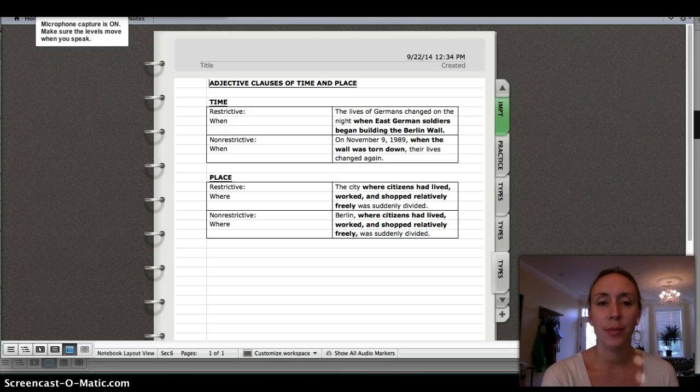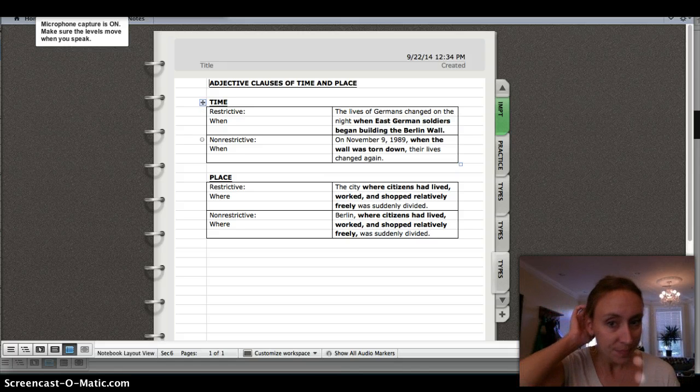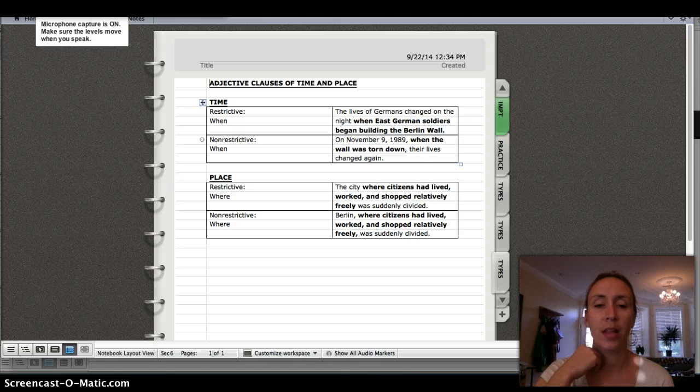Adjective clauses of time and place. When can be both restrictive and non-restrictive. The lives of Germans changed on the night when East German soldiers began building the Berlin Wall. So the bolded adjective clause there is describing the night. On November 9th, 1989, when the wall was torn down, their lives changed again. So this one is non-restrictive because we have that specific date there. So we're just adding some extra information about it, but we don't need to identify it.